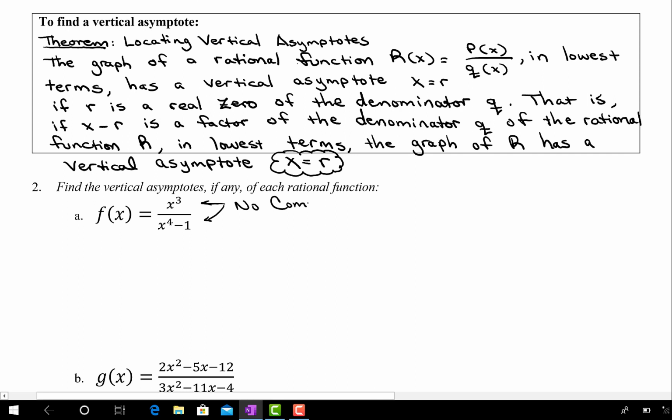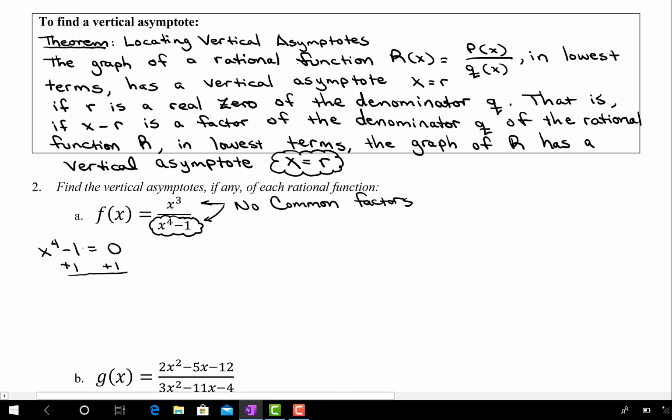The only factors of the numerator are going to be factors of x, right? It's got 3 factors of x in the numerator. And the denominator, x to the 4th minus 1, if I were to factor that polynomial, there are no factors of x in it, because x to the 4th minus 1 is the difference of 2 perfect squares. It's not going to factor into any single factors of x.